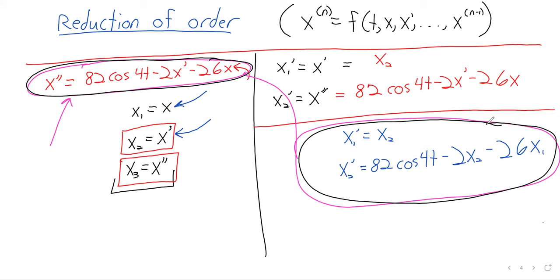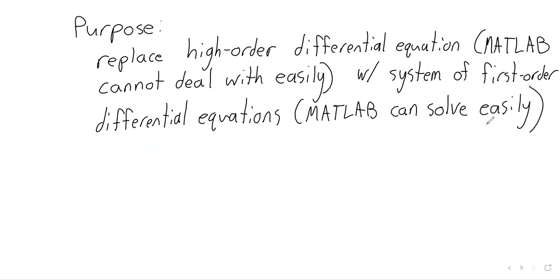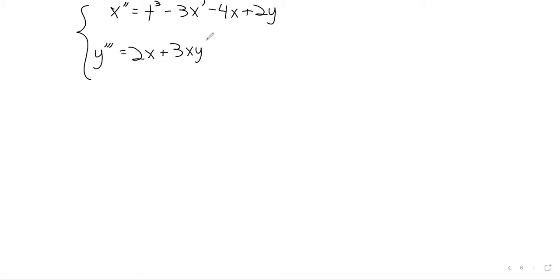And this was... let's now take this idea and generalize it. That's maybe X double prime is T cubed minus 3X prime minus 4X plus 2Y. And Y triple prime is 2X plus 3XY prime plus X prime Y prime plus the cosine of T.